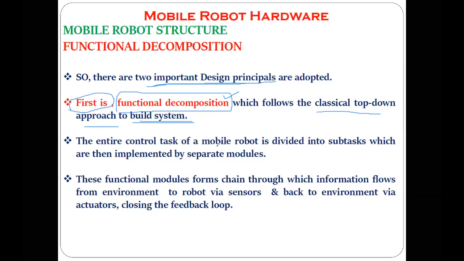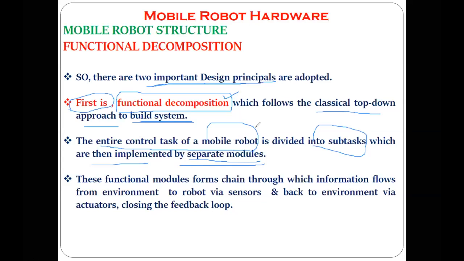Now it is just like the divide and conquer way. Divide and conquer, in the sense that the entire control task of the mobile robot is divided into a number of subtasks, and then these subtasks are implemented by various separate modules. So that's why I'm calling it the divide and conquer way. I hope you are getting the meaning of divide and conquer, where we divide the complex task into a number of subtasks, and then we solve it.